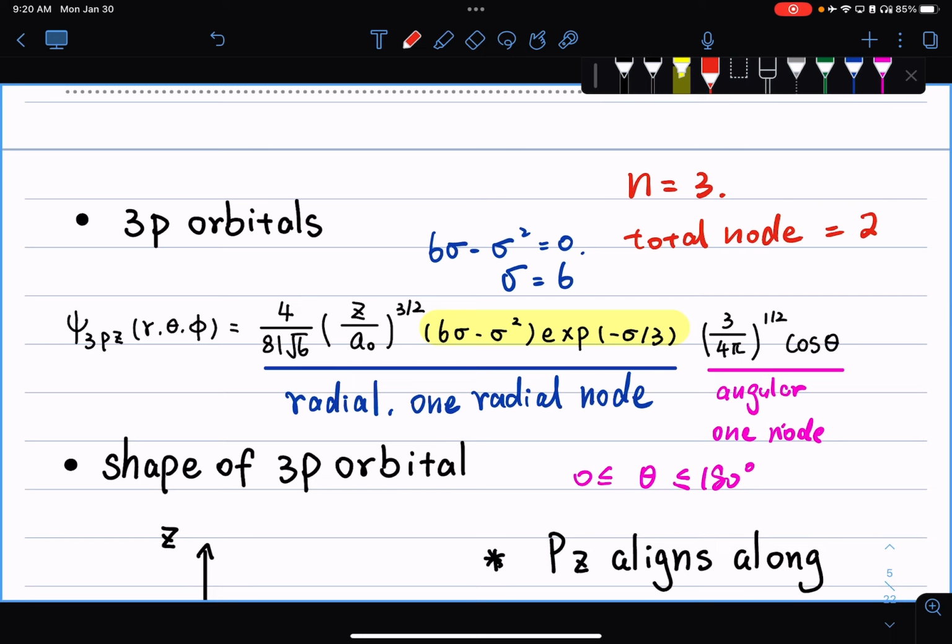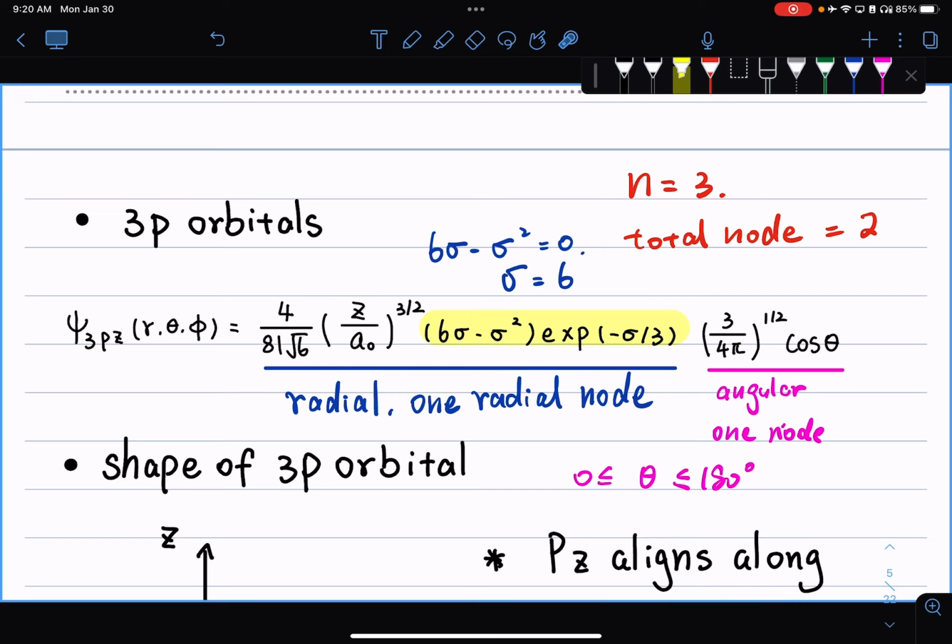Yes? Sorry, I can't hear you. Yes, so the question is, well, how do we solve for the radial nodes? Remember the definition of a node is when your wave function equals 0 and changes sign. So the way to solve it is to find where your wave function equals 0, depending on where your sigma is. Sorry, not very good with these correct nomenclatures.